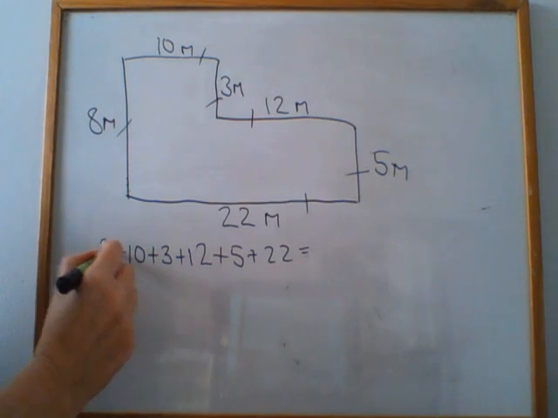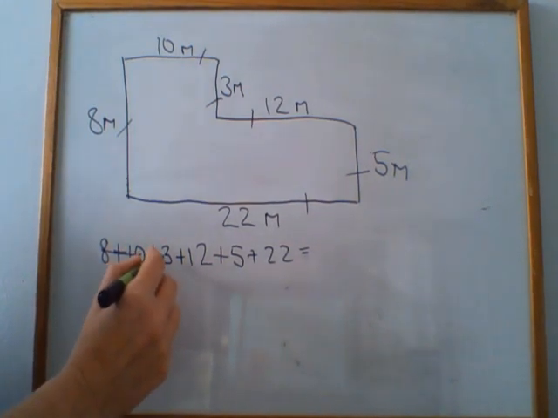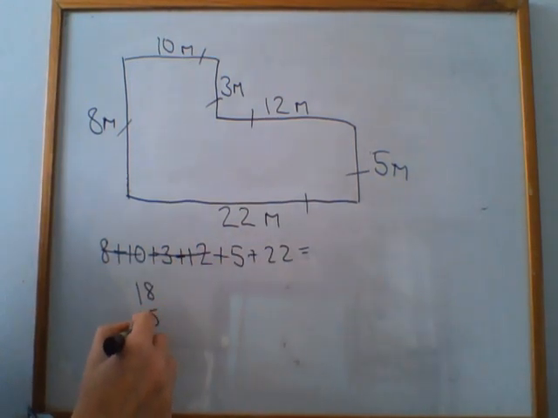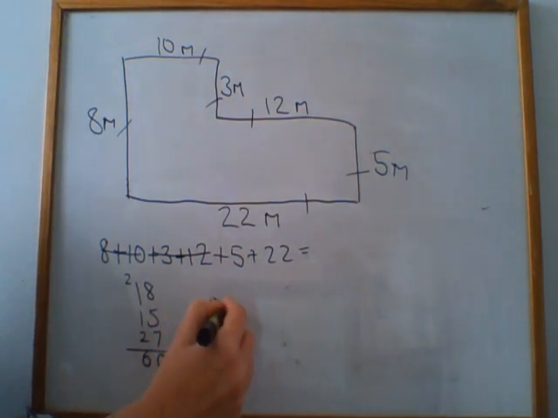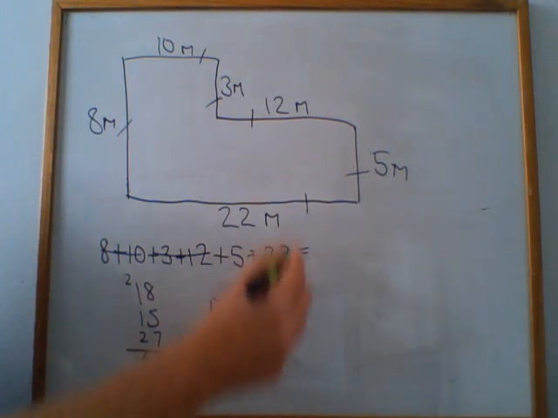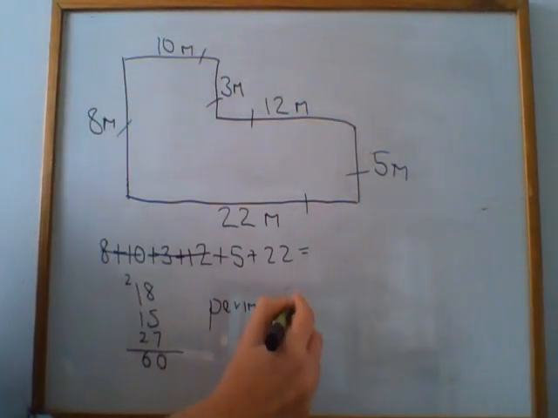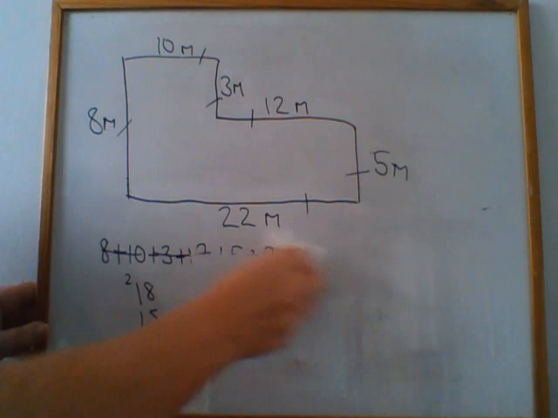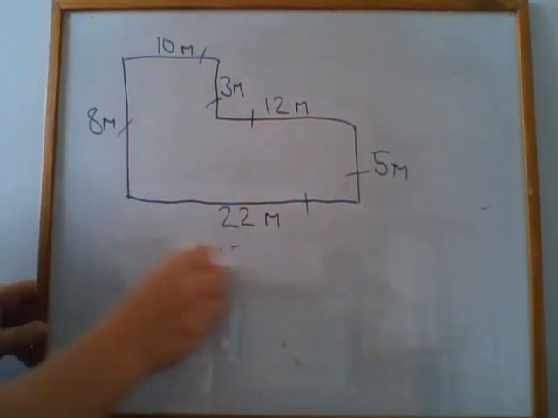So 8 and 10 is 18. 3 and 12, 15. I just tick them off as I go. 5 and 22 is 27. And then if I add all those together, it will give me the perimeter. So 7 and 5 is 12. Add 8 is 20. Carry the 2. 2, 4, 5, 6. So that gives us a perimeter all the way around. If you were to walk all that distance, you would get 60 meters. 60 meters. Okay, now let's look at the area of this shape.